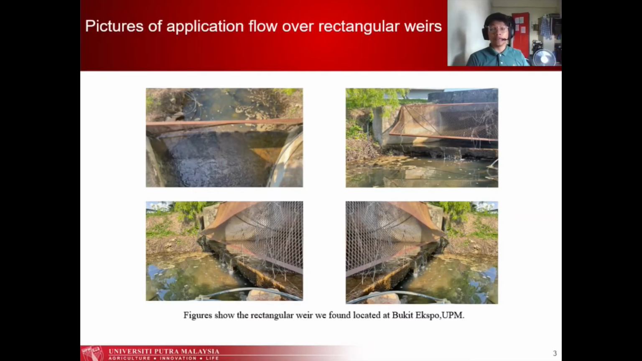Okay, so here we come with the pictures of the application of flow over a rectangular weir. The figure shows the rectangular weir that we have found located at Bukit Expo UPM. These are all the 4 pictures that we have managed to collect, from the front side of the weir, top side, right side, and also the left side. The main purpose of this practical application is to determine the characteristic of flow over a rectangular weir. So we have managed to observe clearly the flow that runs over the weir.